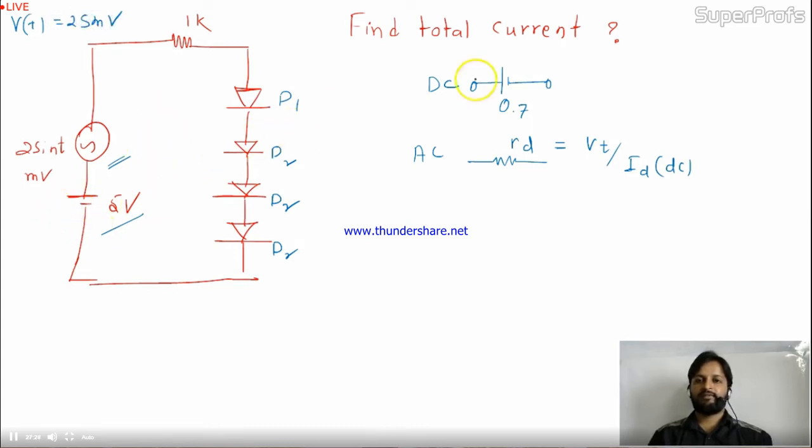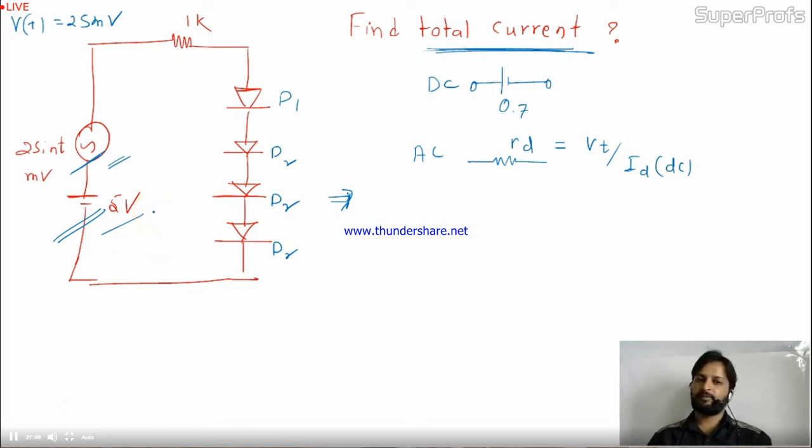Now they are asking to find out the total current. Total current means what? Do you have 2 or more than 2 independent sources? Yes, you have. So can you apply the superposition theorem in this case? Yes, we can apply the superposition theorem. Means we can calculate the current one by one, and at a later stage we can add them.